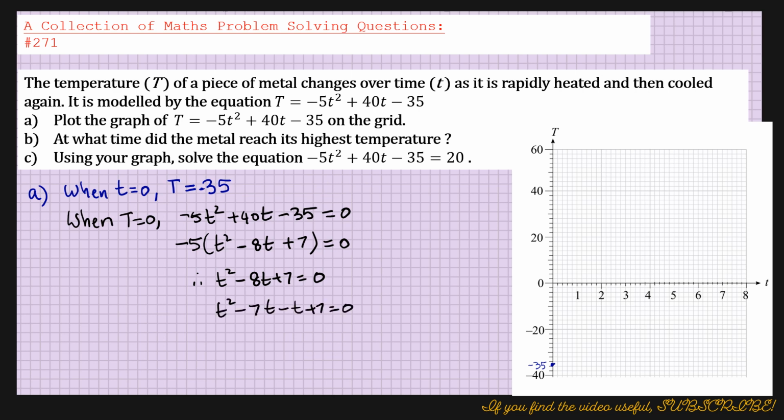t squared minus 8t plus 7 can be written as t squared minus 7t minus t plus 7 equals 0. Taking t common, we get t times t minus 7, and then minus 1 times t minus 7 equals 0. When you multiply, you get minus t plus 7. Therefore the solutions are t equals 1 and t equals 7, and we mark these points on the graph, 1 and 7.